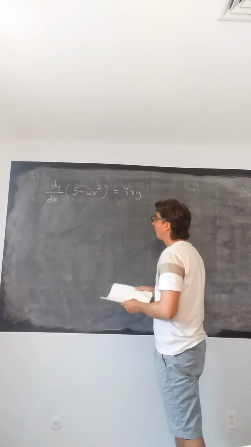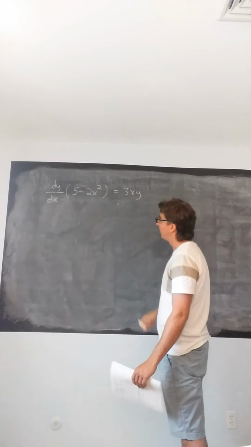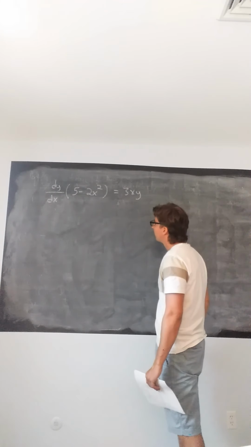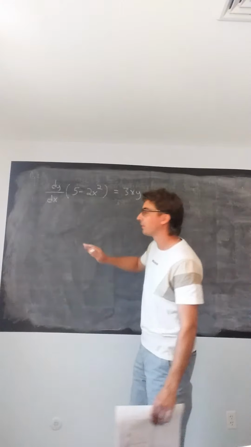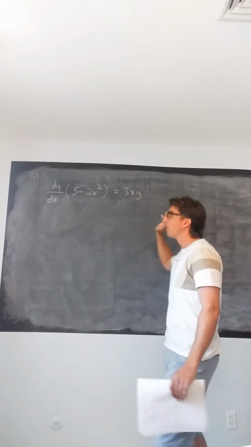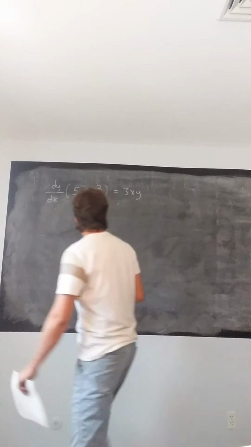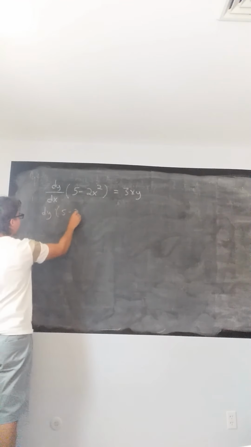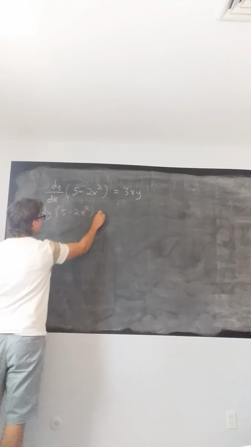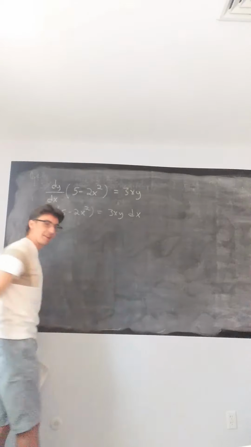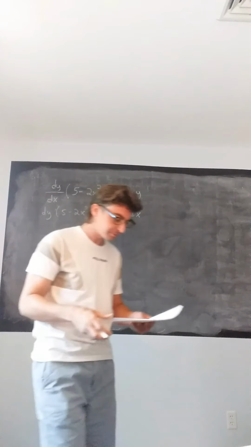We have dy dx of 5 minus 2x squared equals 3xy. So again, the classic technique is to keep dy on one side and get the dx differential over on the other side. So let's start off by doing that. So we're going to say dy of 5 minus 2x squared equals 3xy dx. Okay, so that's where we want to start off.